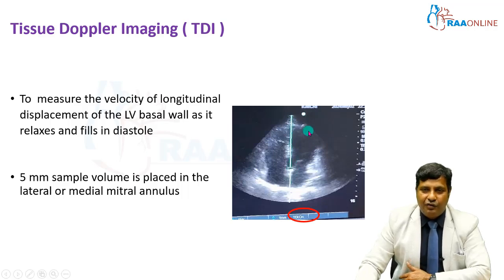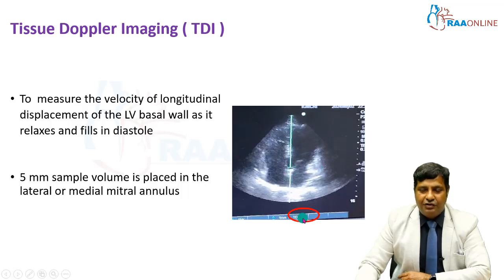Here we know that during relaxation, that is the diastolic phase, there is going to be a longitudinal movement of the left ventricle. It is going to get pushed down. So if you analyze the movement of the mitral valve annulus, both at the septal as well as at the lateral annulus, we can quantify the relaxation. That is the concept of using tissue Doppler imaging. So here, instead of placing the Doppler signal at the valve, we are going to keep the sample volume at the annulus, either the septal annulus or the lateral annulus.